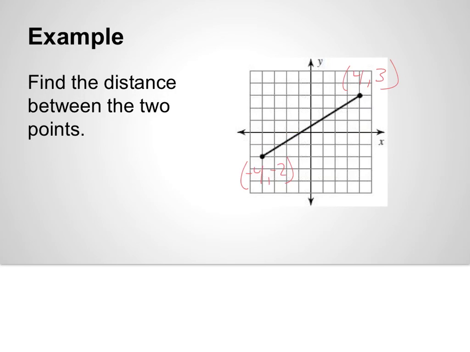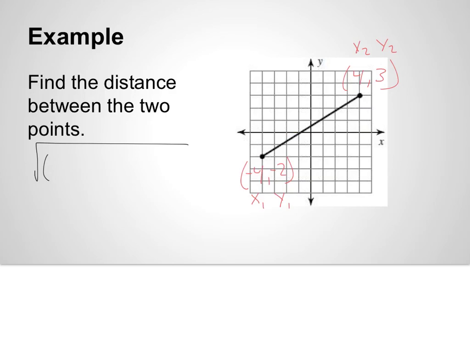And now the negative 4, negative 2, I'm going to call that my x1, y1, and the 4, 3 is going to be my x2, y2. The ones and the twos have nothing to do with raising them to exponents or anything like that. It's literally just saying my first x and y coordinate and my second x and y coordinate. Now I can take those and I can plug it into my formula.